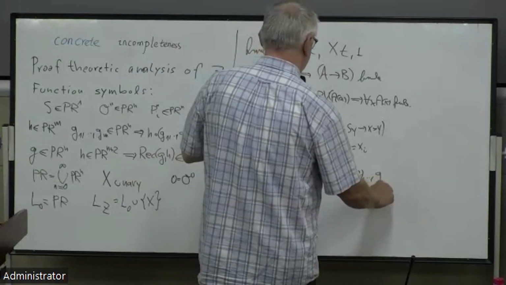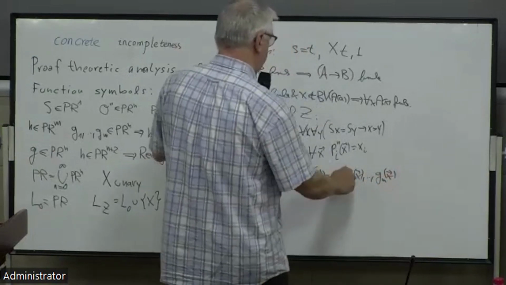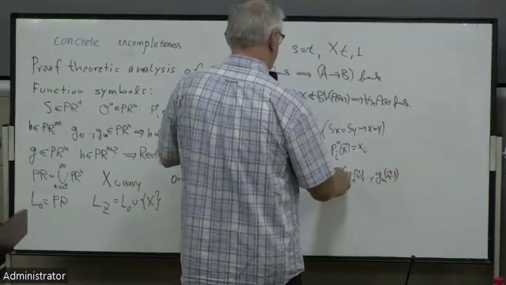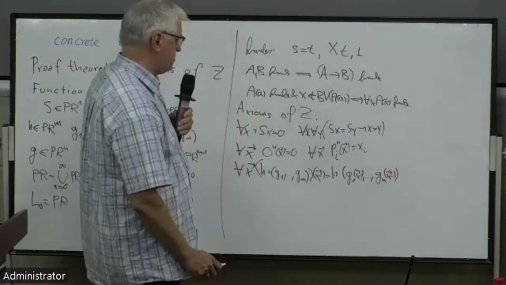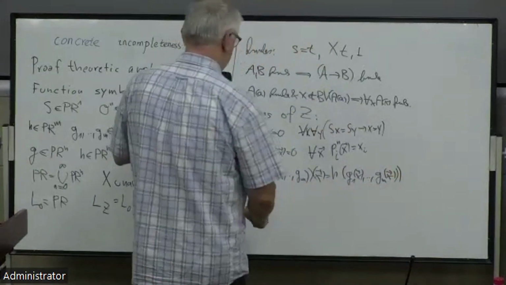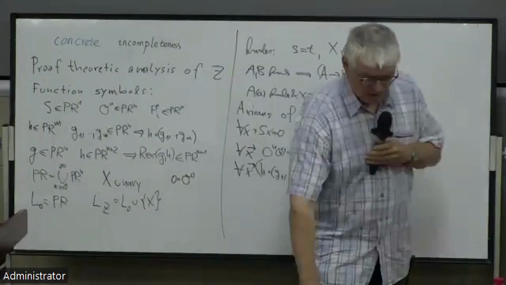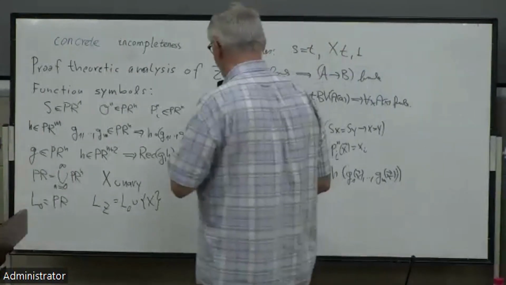Then I calculate g2 of x up to gm of x. This is an m tuple. And to this, I apply function symbol h. And finally, we have the defining equation for the primitive recursion.